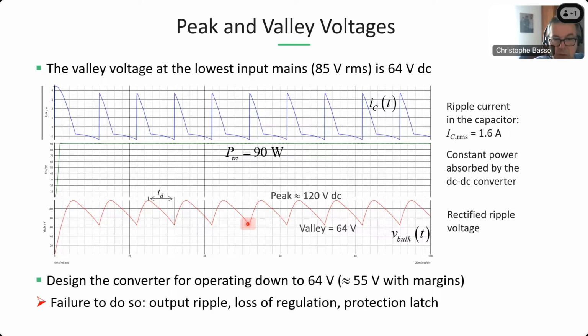You make sure also that the transformer does not saturate when you hit this value. And then you include a margin, because you know that with the age of the capacitor, this valley here will go farther down. So you make sure that you have enough margin when you design your switching converter.